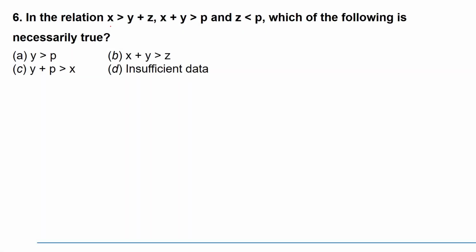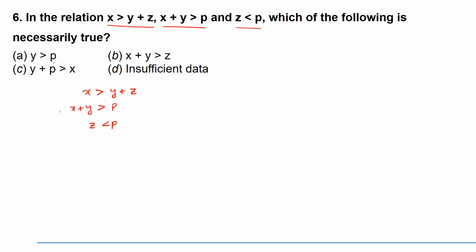In the relation x greater than y plus z, x plus y greater than p, and z less than p, which of the following is necessarily true? Okay, let us write the inputs one by one. X greater than y plus z, next is x plus y greater than p, and the last one is z less than p. Let us check the options one by one.